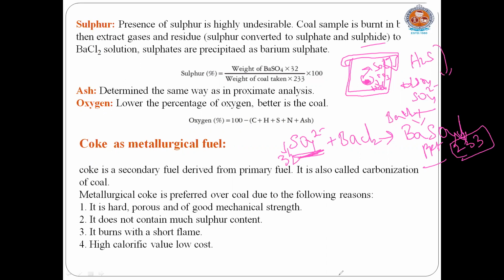Okay, so to determine the oxygen percentage in the coal sample, no need to do any experiment. We can just subtract all the values we already estimated in previous experiments. Oxygen percentage is equal to 100 minus the percentage of carbon plus hydrogen, nitrogen, sulfur, plus ash content. Then we get the percentage of oxygen. So no need to do any experiment for the determination of oxygen content.